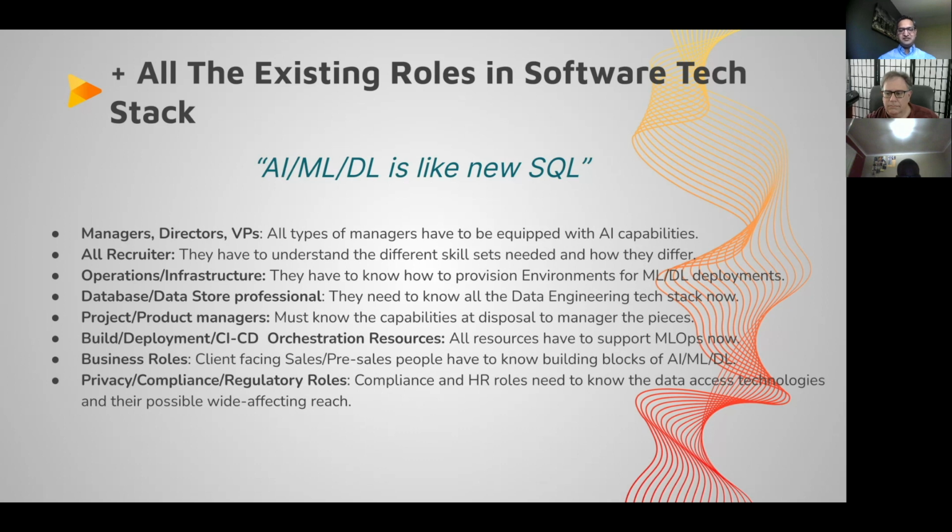For example, managers, directors, VPs, all types of managers have to be equipped with AI capabilities. If their engineers say, "I'm having overfitting," or "I'm having high variance," or "I'm having leakage," it's their responsibility to understand what that means. They do not need to know how to do those things, but they have to understand the implication, how it's going to affect their timeline, and what can be done about it. It's absolutely necessary for them to know. That is why for all line managers, directors, and VPs, it's an urgent need to understand these technologies.